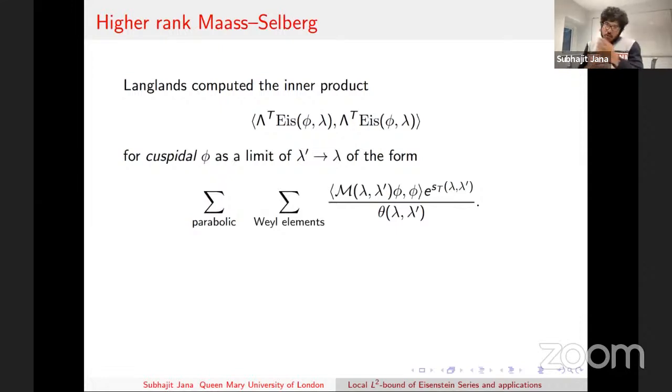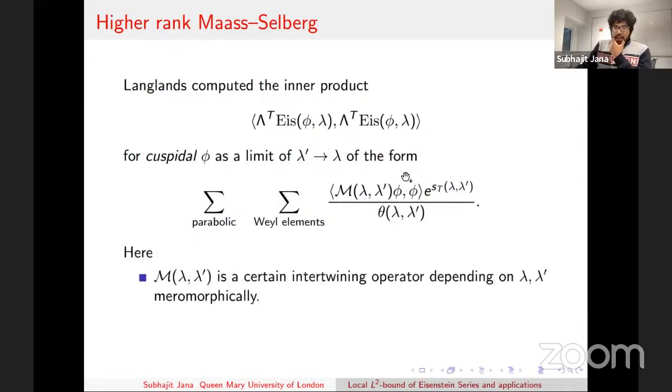So how would we start to understand this problem? The very basic way, if we just follow what we did for the SL_2 case, is to use the Maass-Selberg relation, or we would try to use it. So the first problem is how to compute the Maass-Selberg relation. Langlands computed the inner product of two Eisenstein series, but he only did so not for general discrete series phi, but only for cuspidal phi. And this is given by some sort of limit, lambda prime going to lambda, and some average over various parabolics, various Weyl elements, of this quantity.